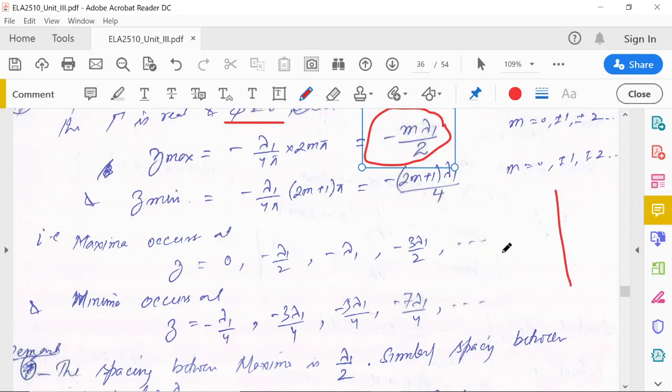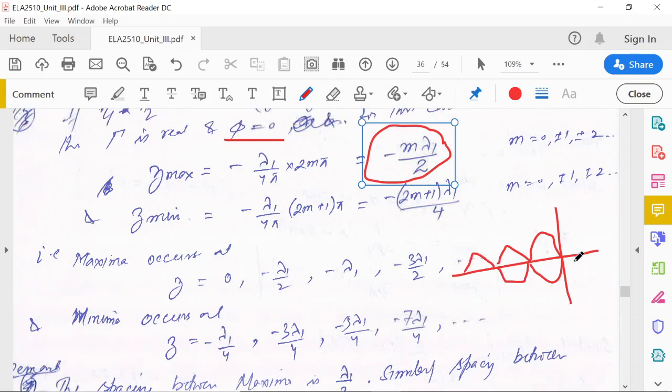We have seen the previous cases when you have standing waves. We were having standing waves like this. Previously we showed that the maximum value occurs at this point. Now in this case the maxima is occurring elsewhere, so this is not the same case.